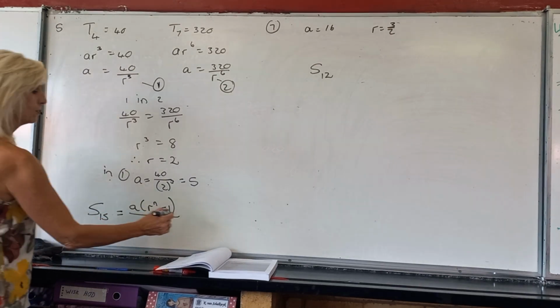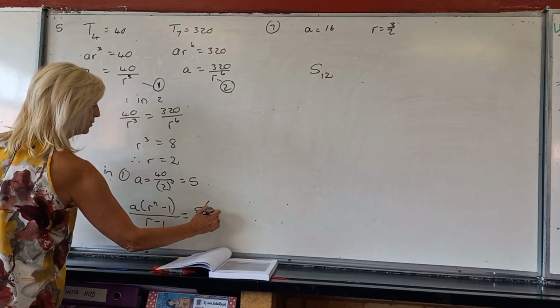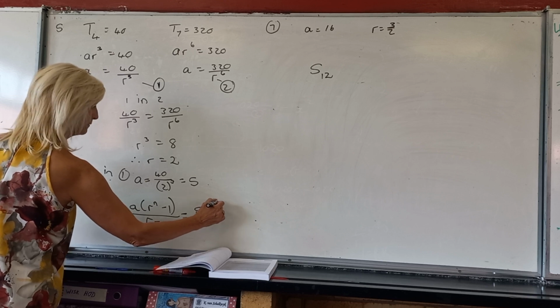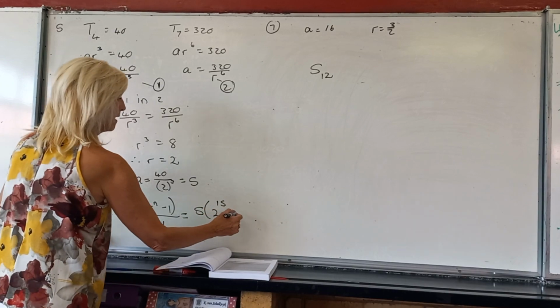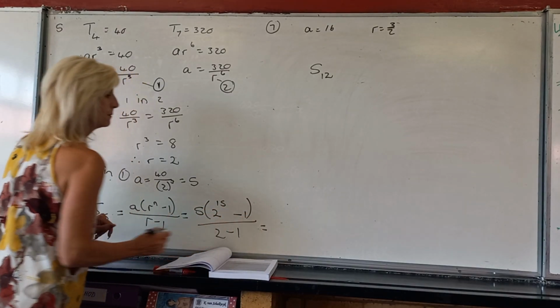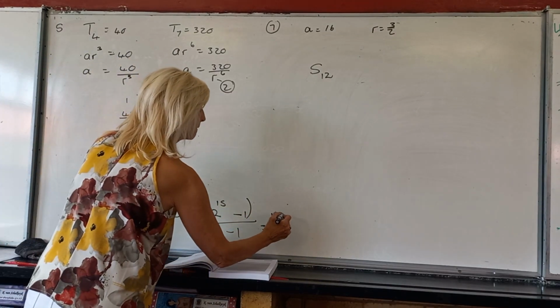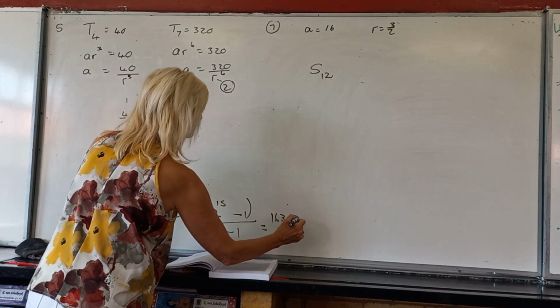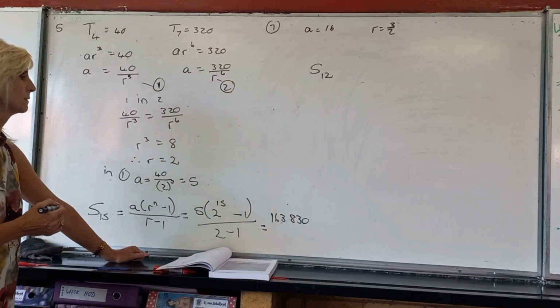So we're going to get, the answer is, a's value is 5, r value is 2 to the power of 15. Okay, just careful that it's r to the 15, minus 1, and that will be 2 minus 1 as well, giving me an answer of 163835. Okay. 35. How can it be that large?